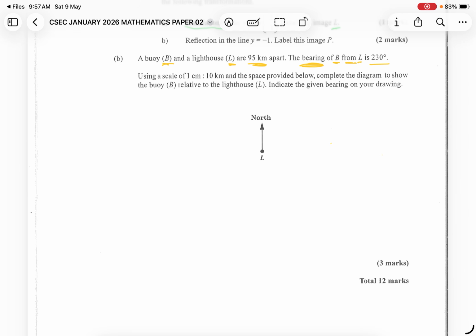Before you decide where B is, just look at where L is and look at the bearing. So we put in some little guiding lines. We know that this would be east, this would be south, this would be west. We need to know some basic bearing angles as well. We need to know that this is 90, this is 180, this is 270. These are foundation. We know these. Now we're going to use this as our guide.